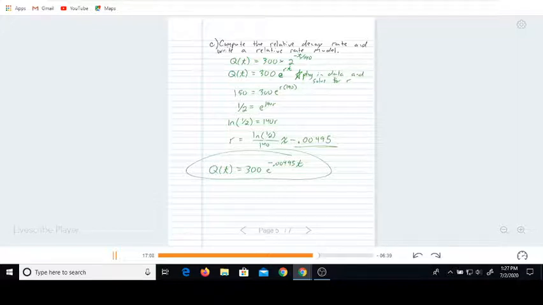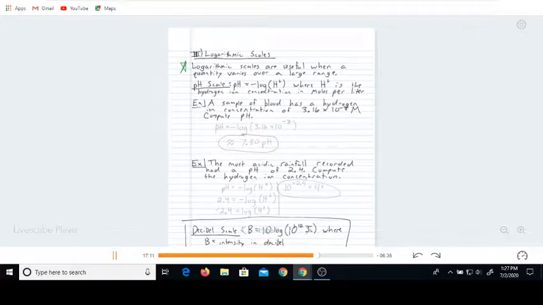Let's look at some logarithmic scales. Logarithmic scales are useful whenever you have a quantity that varies over a large range. There are lots of scales of measurement that use logarithms. Examples include the pH scale, which measures acidity, the Richter scale, used to measure earthquakes, the decibel scale, which measures sound intensity or volume, light intensity, information capacities, and radiation. There are many scales of measurement that utilize logarithms.